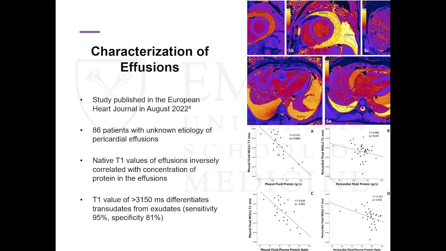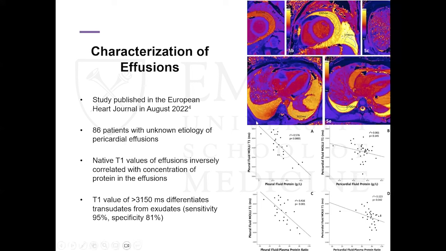So the study that I was referencing, published in the European Heart Journal back in August of 2022, they actually took 86 patients with unknown etiology of their pericardial effusions, and then they mapped their native T1 values of the relative effusions and correlated that with protein concentrations within the effusions. So down here in the bottom right, I have some of these graphs taking a look at the correlation between both pleural and pericardial fluid and how that related to the T1 times.